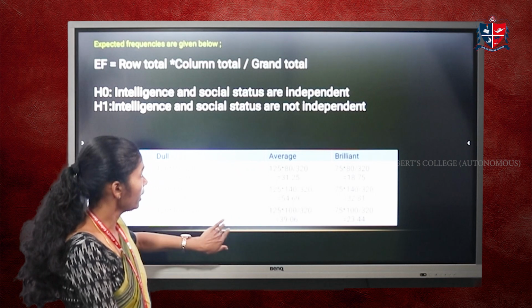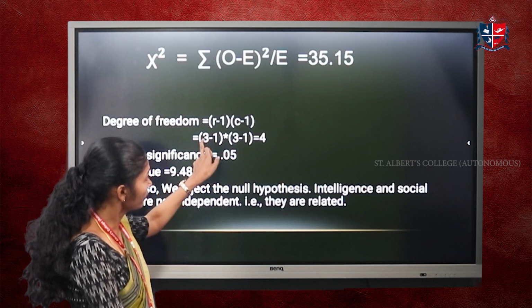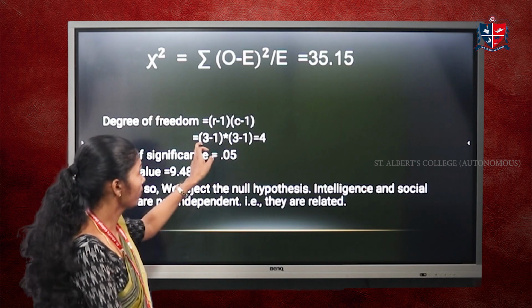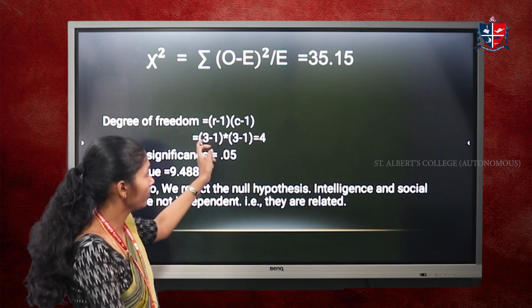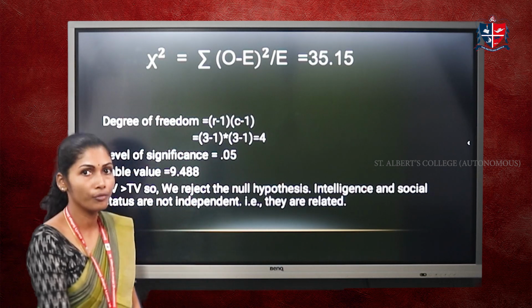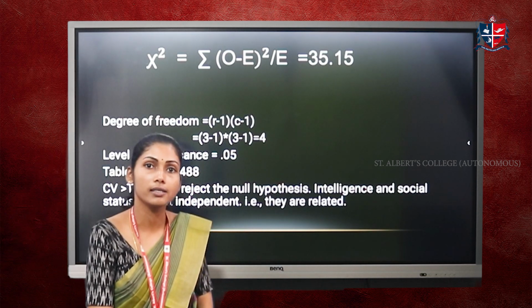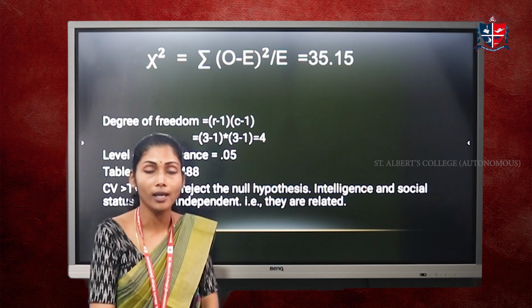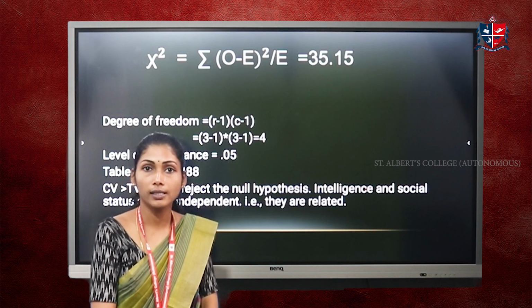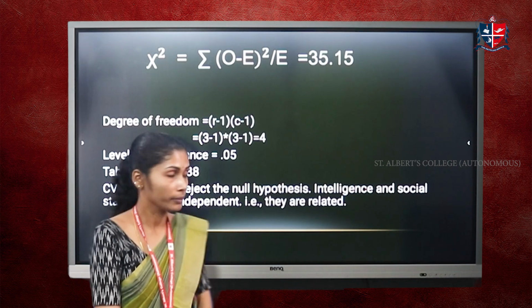So R is 3 and C is also 3. So 3 minus 1 and 3 minus 1, that means 2 into 2. That is 4. So 4 is the degree of freedom. And the level of significance is 0.05 because nothing is mentioned in this question regarding the level of significance. So we consider 0.05 as alpha or level of significance.